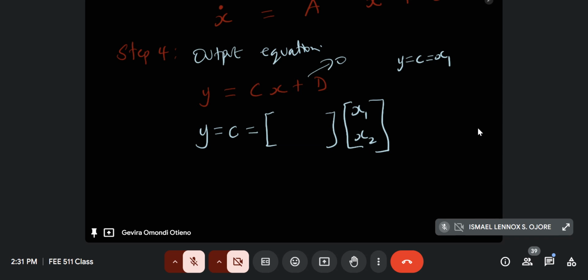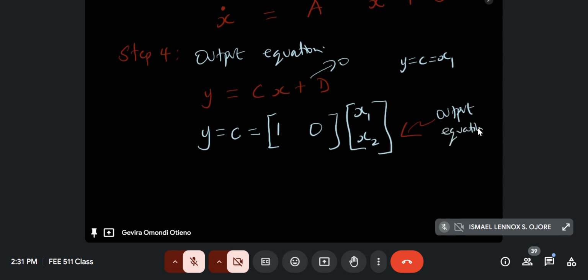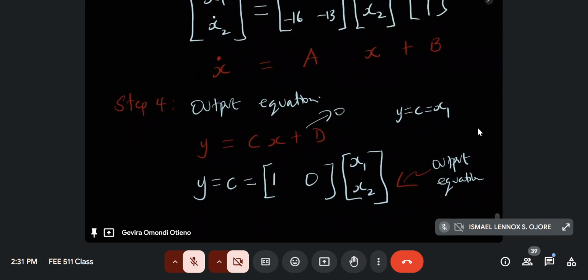So writing this in a vector form, you can see that Y equals C. So the coefficient of X1 is 1. The coefficient of X2 is 0. So this becomes your output equation. So this is the output equation. And that marks the end of our state space representation.